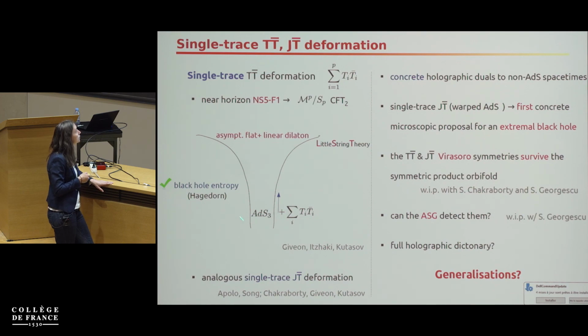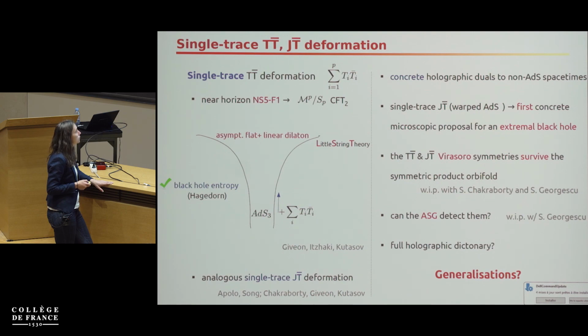Their proposal is that this is dual to the symmetric product orbifold of TT bar deformed CFTs. And as far as I know, this is one of the few concrete holographic duals proposed for non-AdS spacetimes. You can do the same thing for JT bar. You take the same setup, but you deform by single trace JT bar. What you get is a warped AdS3 spacetime. And this is supposed to be a concrete string theory proposal for a holographic dual to warped AdS, which is nicely connected to Kerr/CFT, extremal black holes, and so on.